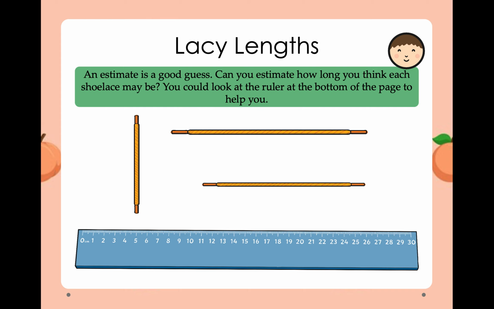So, let's look. You can quickly write down an estimate for each of these shoelaces. We can even label them A, B, and C. Now, how long do you think shoelace A will be, how long do you think shoelace B will be, and how long do you think shoelace C will be? Let's measure.